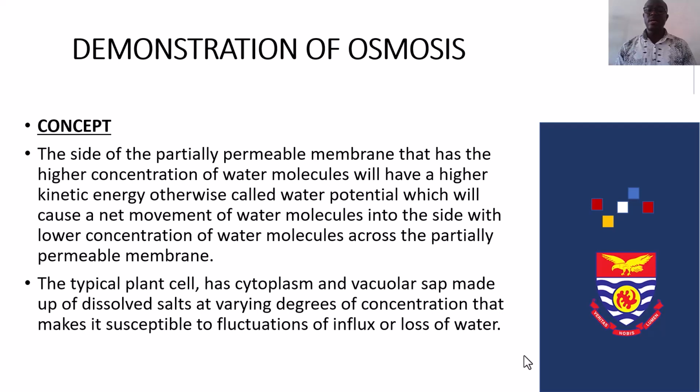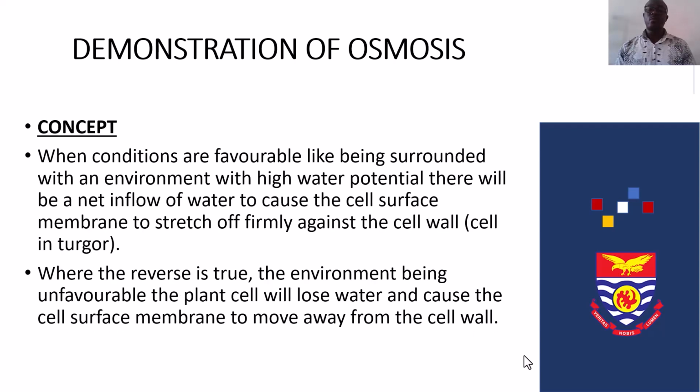The typical plant cell has cytoplasm and a vacuole made up of dissolved salts at varying degrees of concentration. That makes it susceptible to fluctuations of influx or loss of water. When conditions are favorable, like being surrounded with an environment with high water potential, there will be a net inflow of water to cause the cell surface membrane to stretch firmly against the cell wall. Where the reverse is true, the environment being unfavorable, the plant cell will lose water and cause the cell surface membrane to move away from the cell wall.